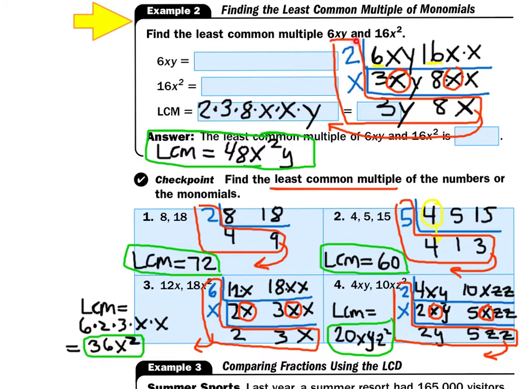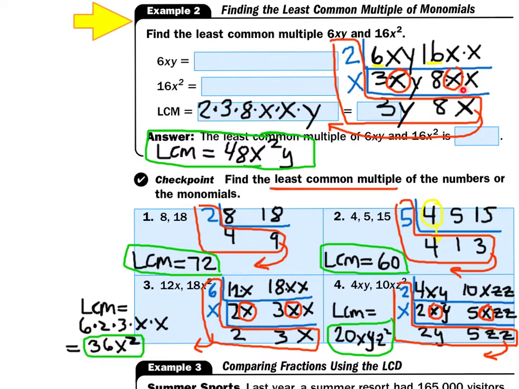6 and 16, well, they're both even, so I put a 2 on the outside and I divide. 6 divided by 2 leaves me with 3, and I bring down the x, bring down the y. 16 divided by 2 gives me 8, and I bring down the 2 x's. Now with 3 and 8, they have no common factors except 1, so now I just circle any variables that they have in common.